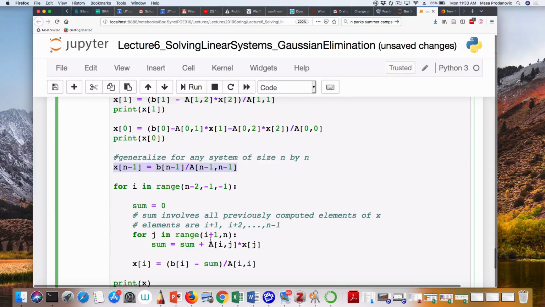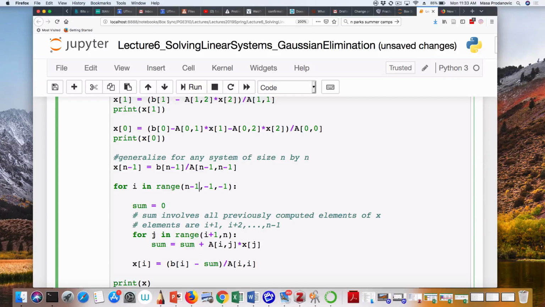But once I actually write this down, I can see that even if I write n-1 here, this for loop will not execute at all because the range will be from n to n. That's an empty range. And if it's an empty range, the for loop will simply not execute. It's not an error. This sum is then 0, so you will have here x of n-1 is b of n-1 minus 0 divided by a of n-1, n-1, which is the same line as this. So I don't have to have this line if I just write n-1 here.